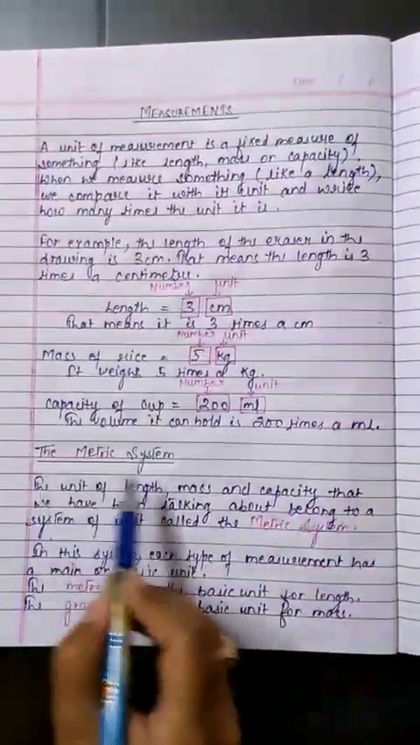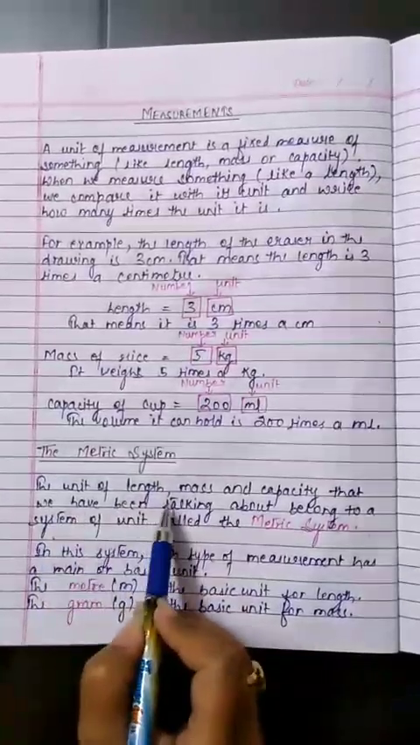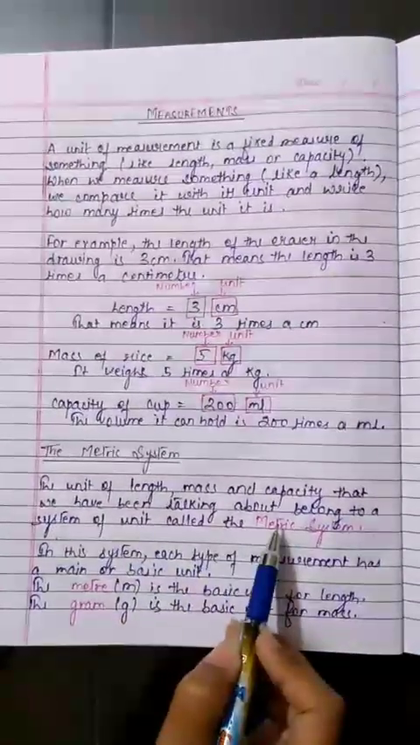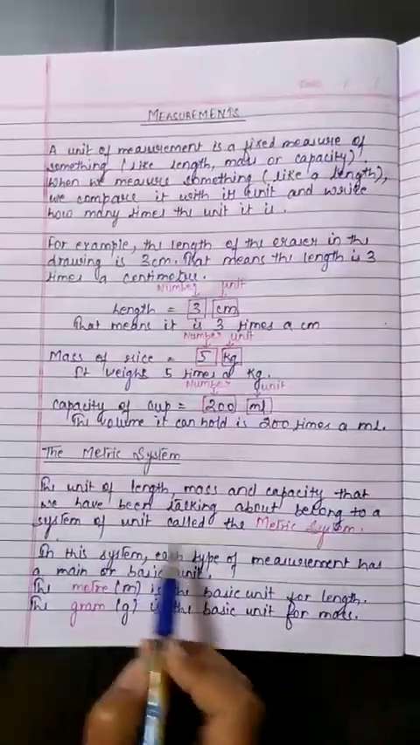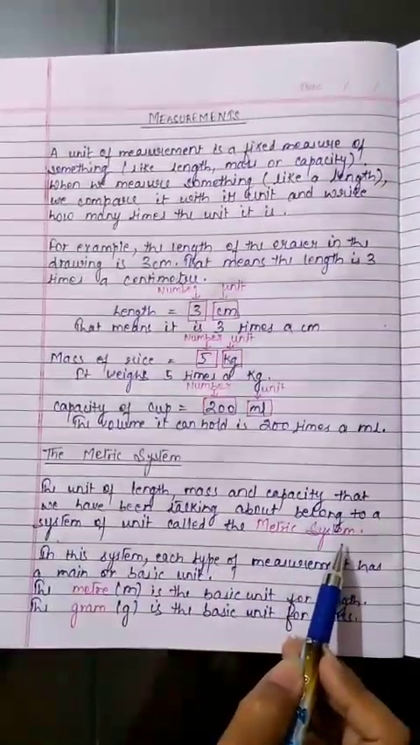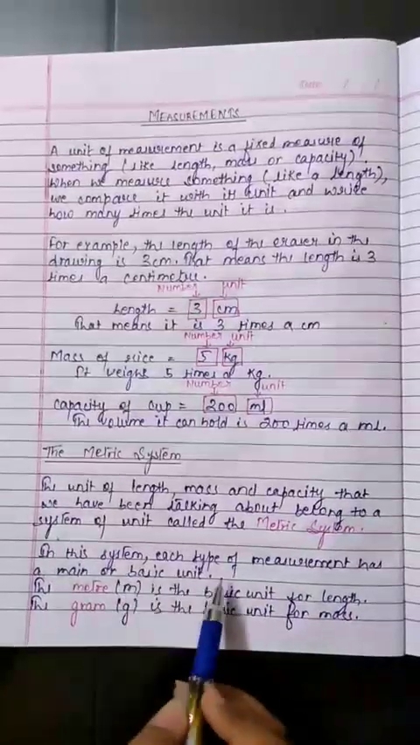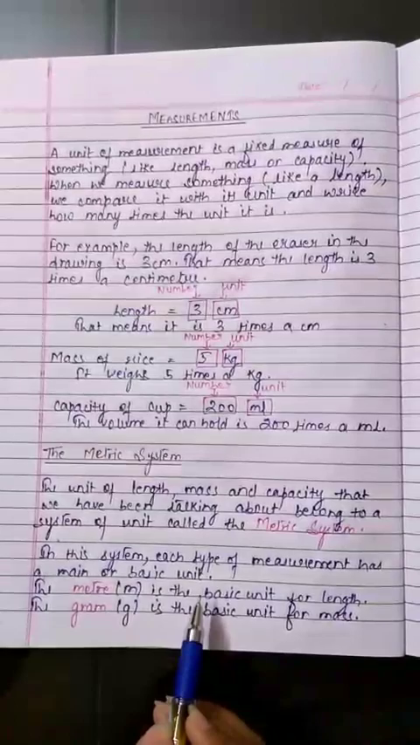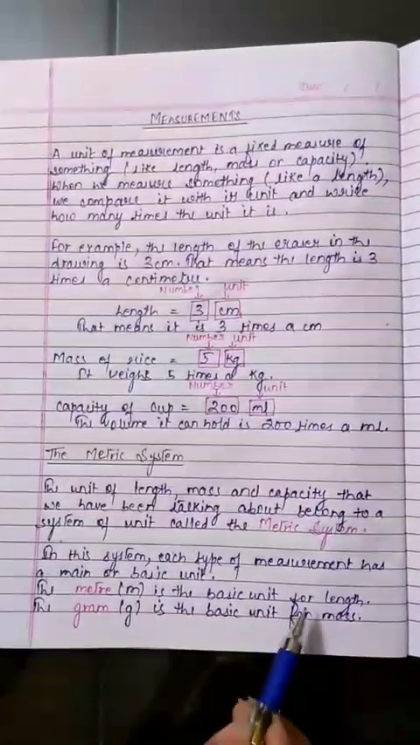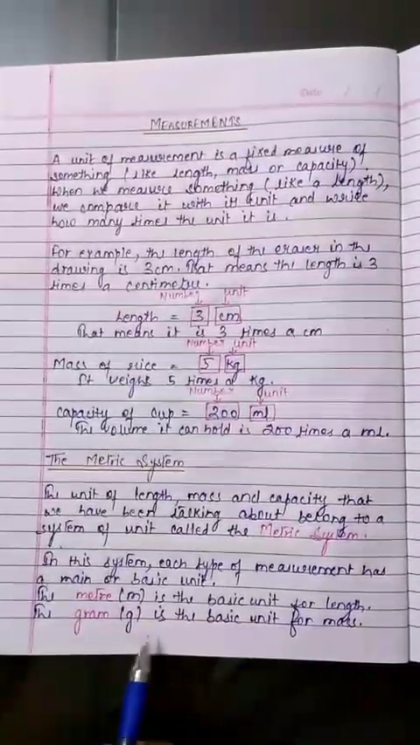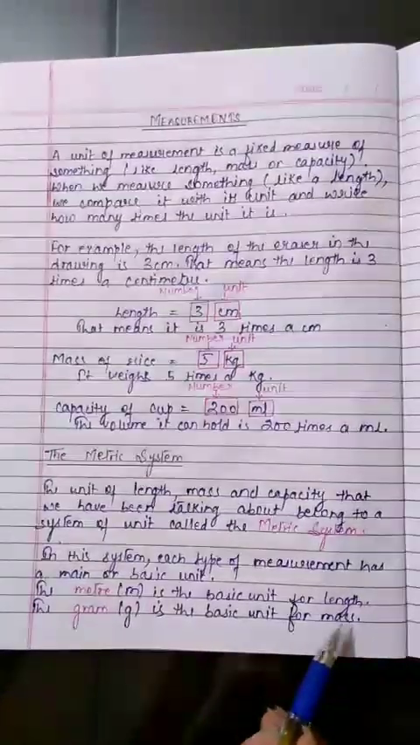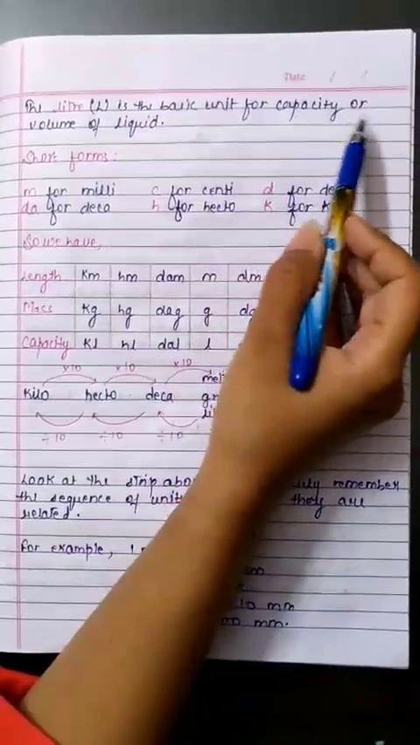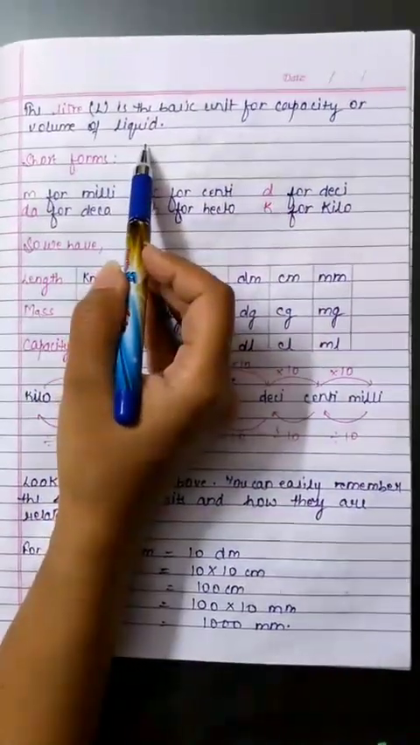Next topic is metric system. The units of length, mass and capacity that we have been talking about belong to a system of units called the metric system. In this system, each type of measurement has a main or basic unit. The meter, m, is the basic unit for length. The gram, g, is the basic unit for mass. The liter, L, is the basic unit for capacity or volume of liquid.